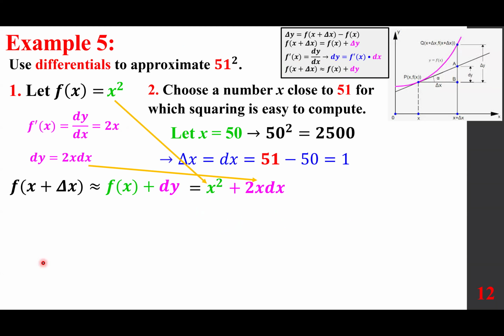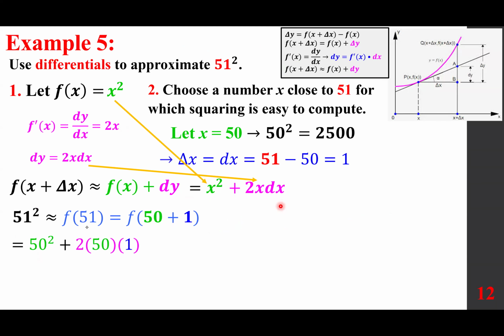I'm going to erase my work so we have enough room to finish the job. What are we looking for? 51 squared, f of 51, f of 50 plus 1, meaning x is 50, dx or delta x is 1. So we're going to go here and say 50 squared plus 2 times x, which is 50, times dx, which is 1. And of course, 100 and 2,500 adds up to 2,600. And as I mentioned, compare it to what we have as an exact answer, 2,601.